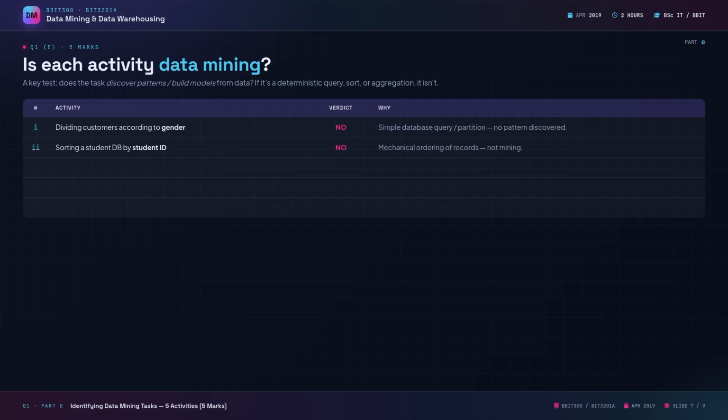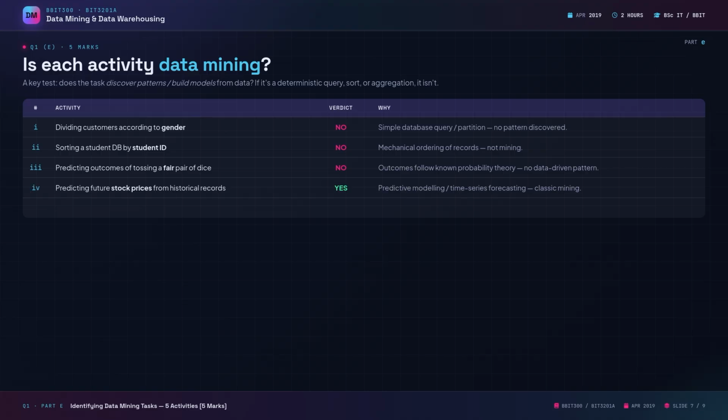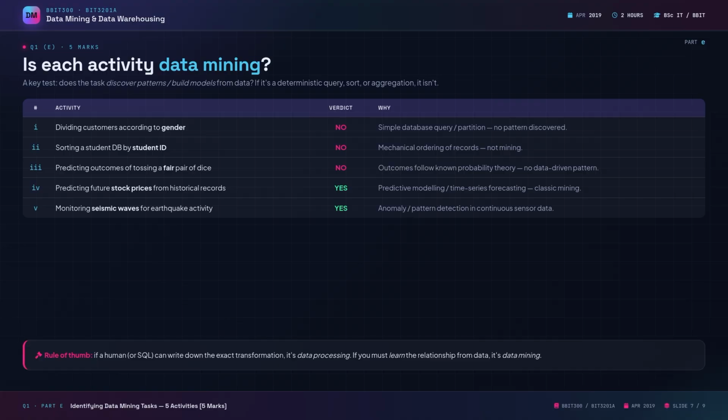Let's go through them. First, dividing customers according to gender. This is not mining, it's a simple database query or partition, no pattern is discovered. Second, sorting a student database by student ID, also not mining, it's mechanical ordering of records. Third, predicting the outcome of tossing a fair pair of dice, not mining either because the outcomes follow known probability theory rather than a data-driven pattern.